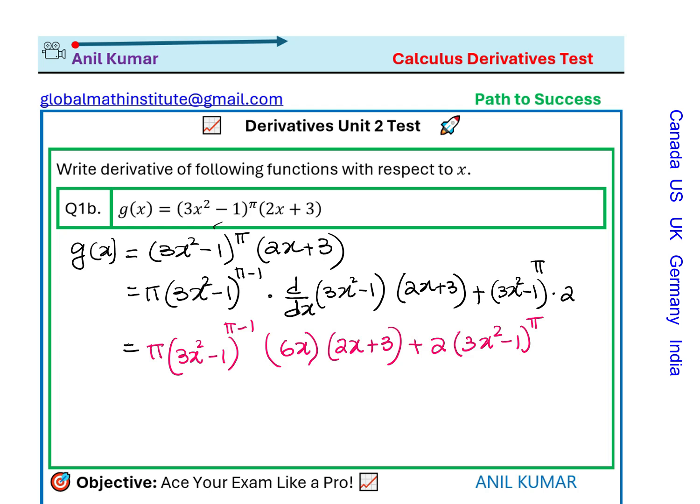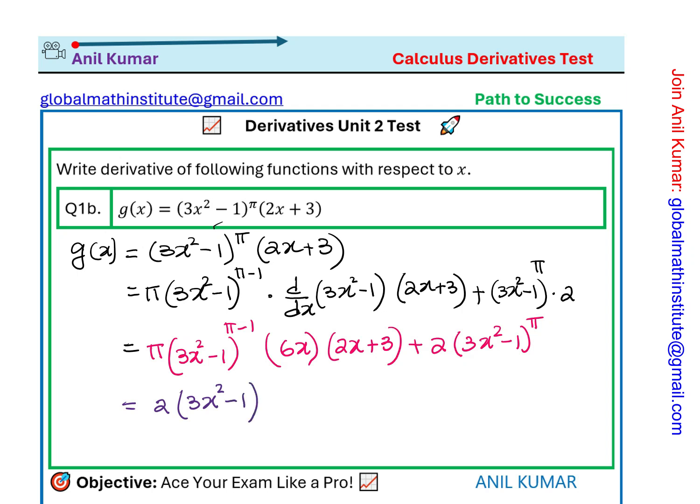Now, at least you can factor out few terms, right? So 2 times 3x squared minus 1 to the power of pi minus 1 can be factored out. So I'm changing the ink and writing this step, which is 2, and we have 3x squared minus 1 to the power of pi minus 1. You get the whole idea.